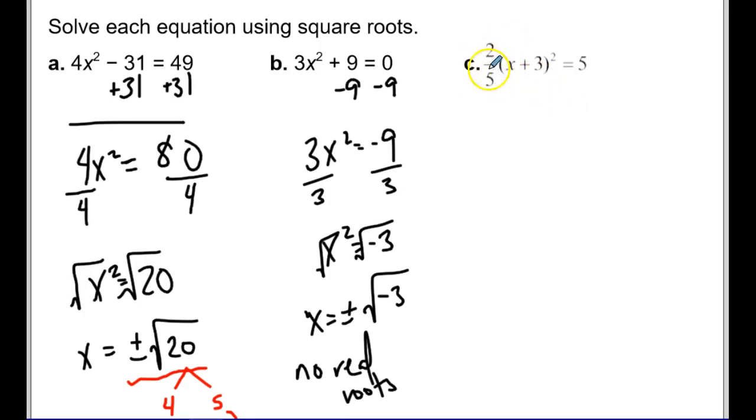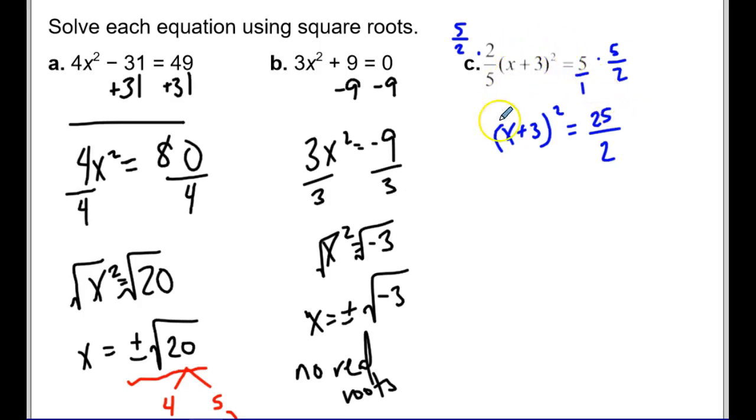So now let's look at example number C. I need to get this entire expression by itself before I can take the square root of anything. So I see I have this fraction, and in order to undo that fraction, I want to multiply by the reciprocal, because it's the same thing as dividing by that fraction. So I multiply this side by the reciprocal as well. So now I have x plus 3, that quantity squared, equals, when I'm multiplying fractions, I can multiply straight across. So I've got 5 times 5 is 25. The denominator is 2.